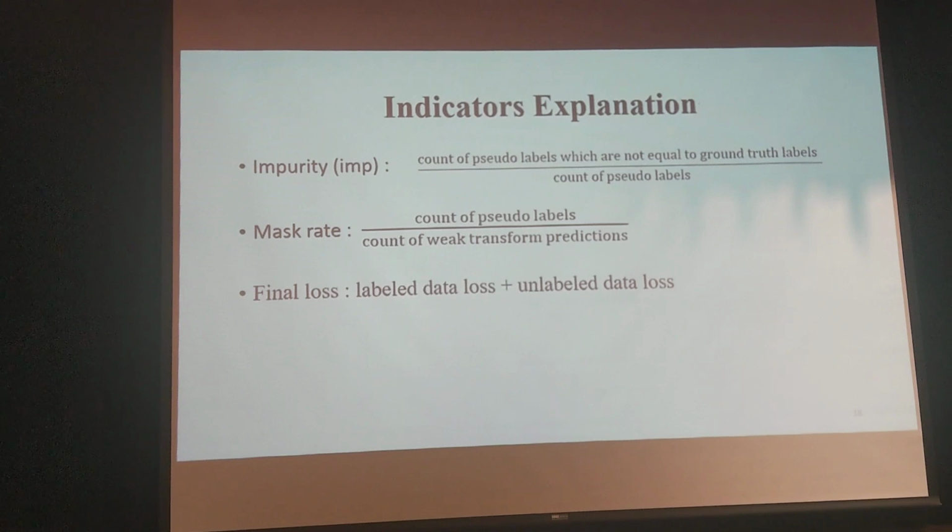Before talking about the experiment results, there are some indicators that need to be explained first. For unlabeled training, we use impurity as an evaluating indicator. Impurity is the count of pseudo labels which are not equal to the ground truth labels, divided by the total amount of pseudo labels. Next, the mass rate is the total amount of pseudo labels divided by the total amount of weak transform predictions. The final loss that is used to backward the model is the labeled data loss plus the unlabeled data loss.